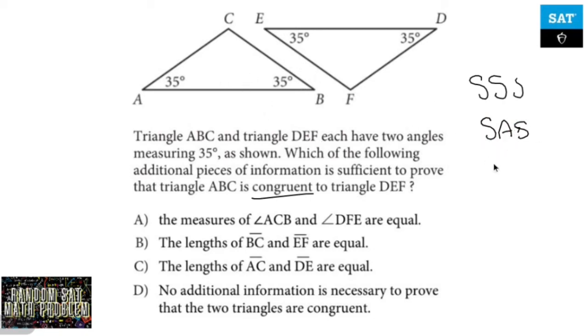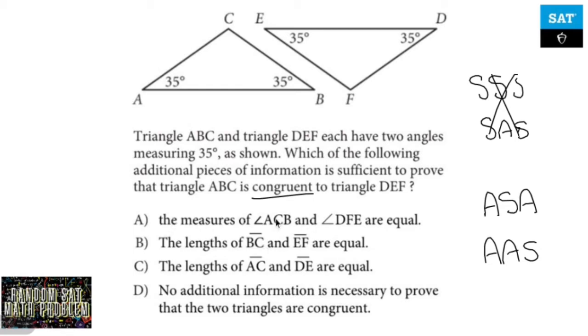I have two angles. So my other two options are going to be if I have an angle, an included side, and an angle, I can show that these two guys are congruent, or I could do AAS, which means I can have two angles that are congruent and a non-included side, and that would be sufficient evidence to show that these two guys are congruent.